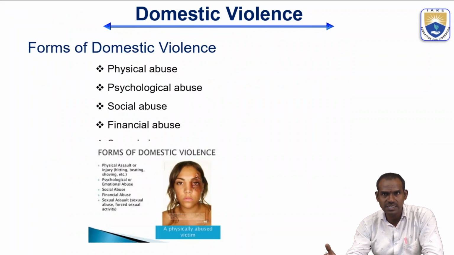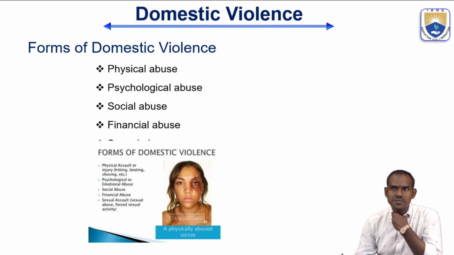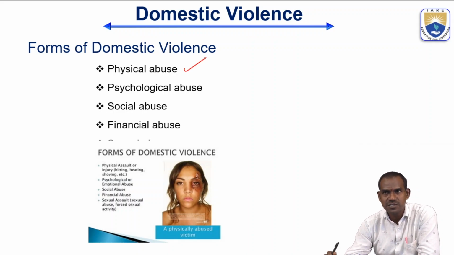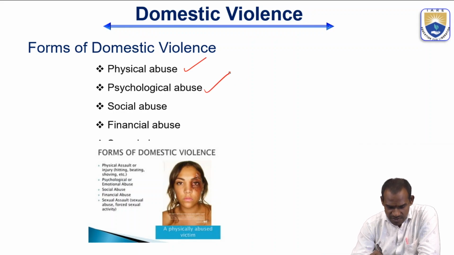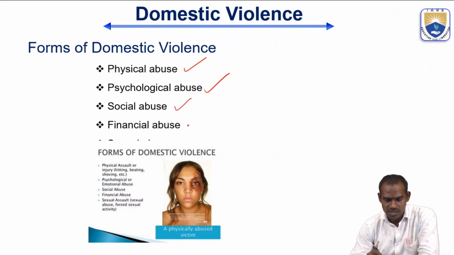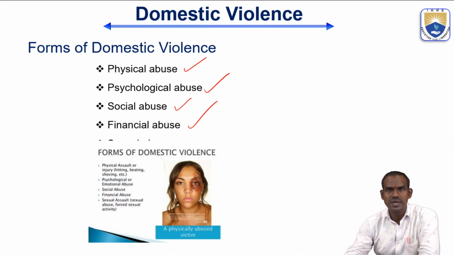Now let's look at the next content. What are the various forms of domestic violence? The various forms of domestic violence include physical abuse, psychological abuse, social abuse, financial abuse, and also sexual abuse.